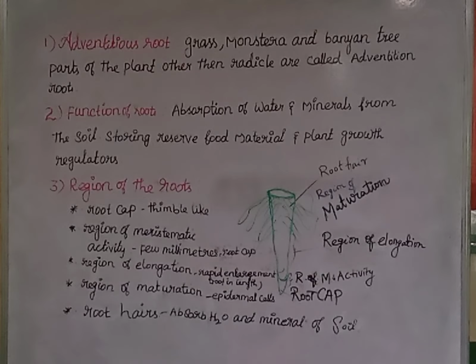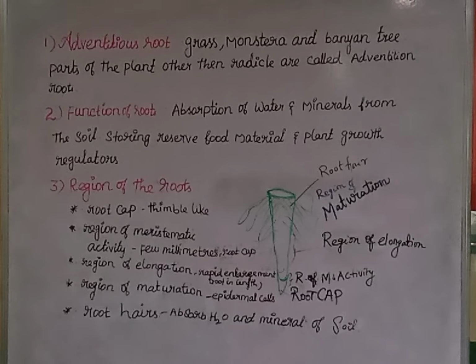Then the next part, the region of meristematic activity. It is found a few millimeters above the root cap. The cells in this region are very small, thin walled and with dense protoplasm. They divide repeatedly. The cells proximal to this region undergo rapid elongation and enlargement and are responsible for the growth of the root in length. This region is called the region of elongation.